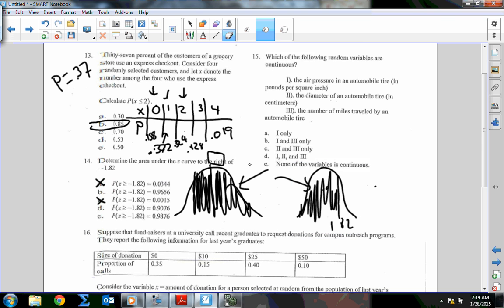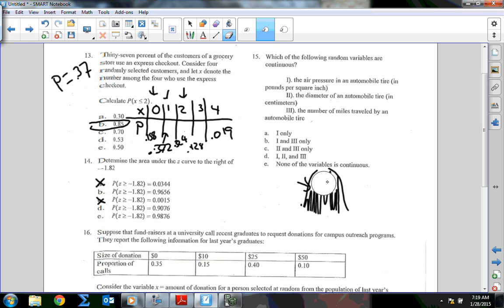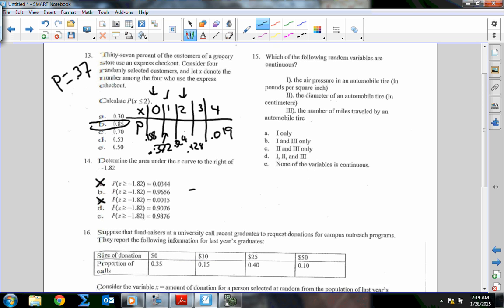And then you could also use your calculator and do the normal distribution there. I use the table, and I arrived at that. So B is the answer for that one.